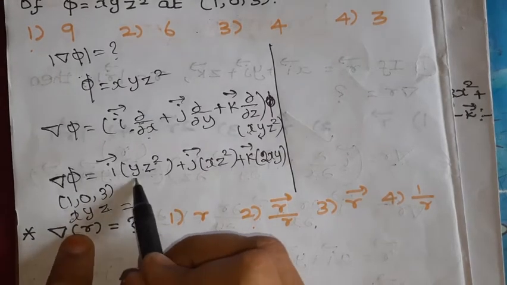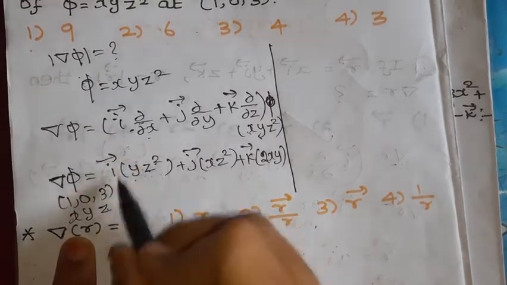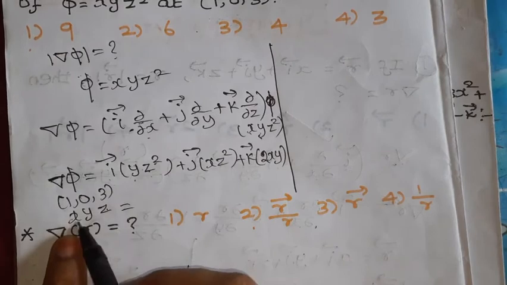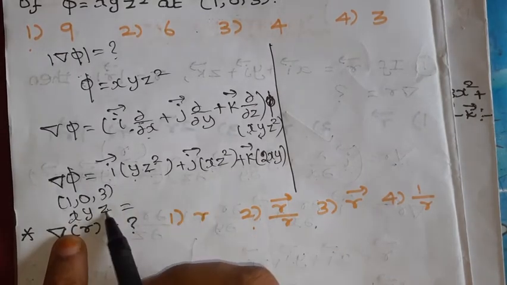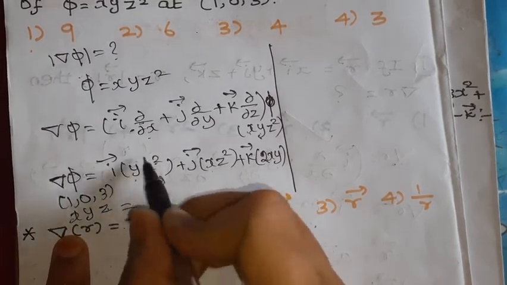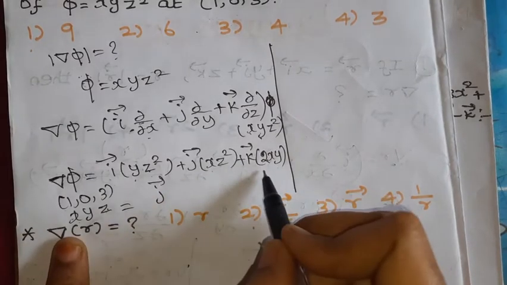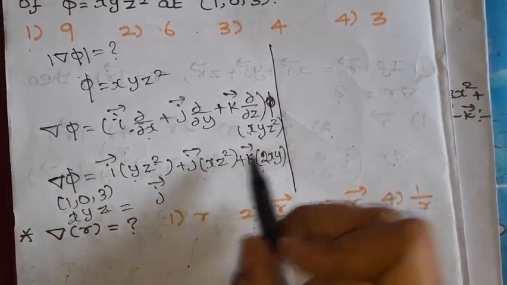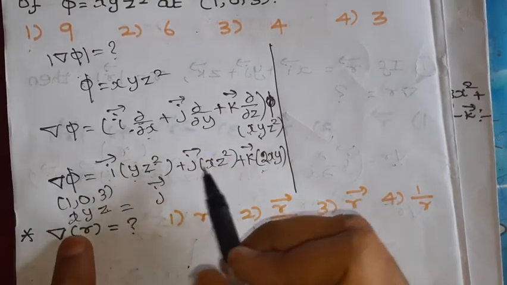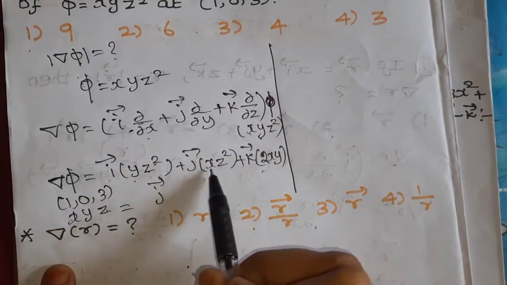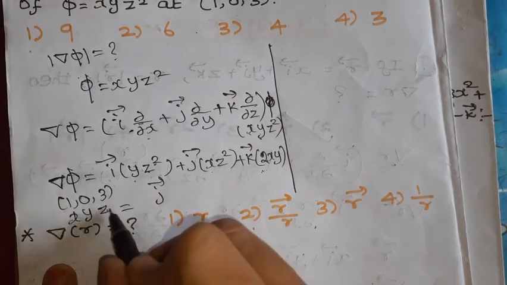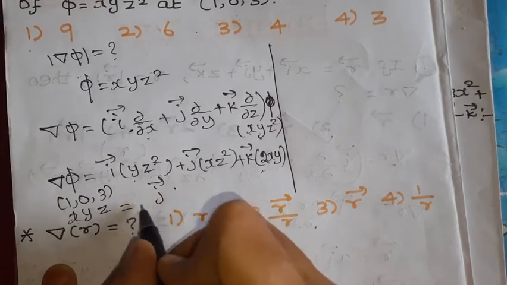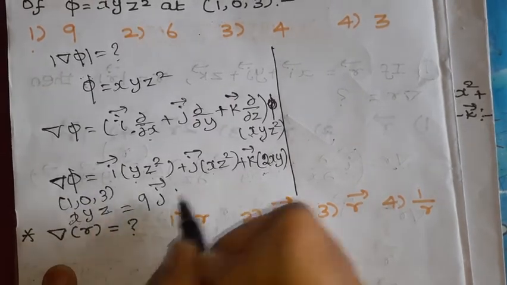Okay, so y equal to 0, so obviously we will get 0 here. Then x into z squared. So j into this term will get 0 only. Also this term, when we substitute y as 0, we will get 0 only. So for this term only we will get the magnitude. So j into x into z squared. z squared is 9. So 9j. So del phi at this point is 9j.